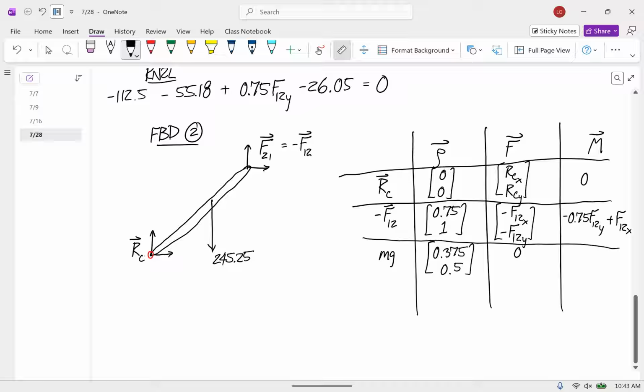The force is 0, negative 245.25. So we got 0.375 times negative 245.25. So this comes out to be a moment of negative 91.97. And we have 3 loads on the free body diagram, 3 rows in the table, so we know we're done.